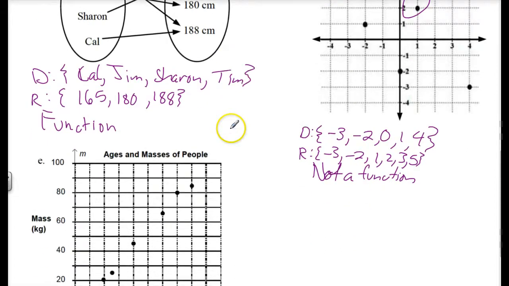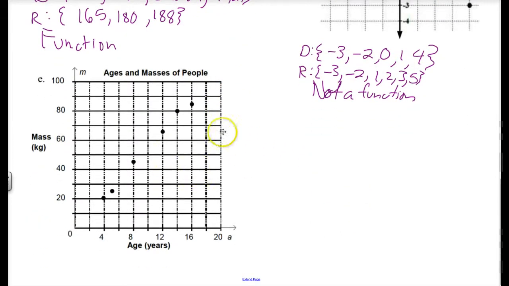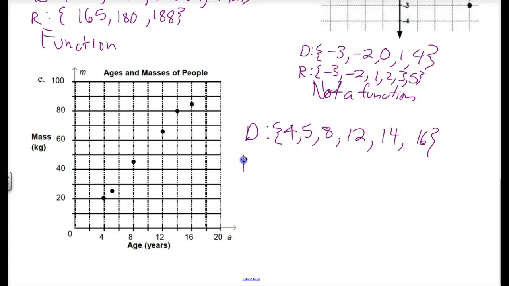And here we have a nice little graph. Ages and masses of people. So 4, 6. Now this is a function because every element of the domain only appears once. And so let's list those. It'll take me a while to get used to. So 4, 5, 8, 12, 14, and 16. And for the range, start at the bottom, work your way up.